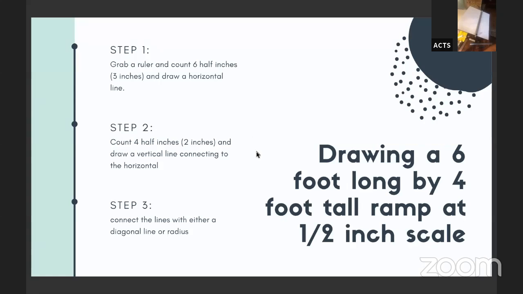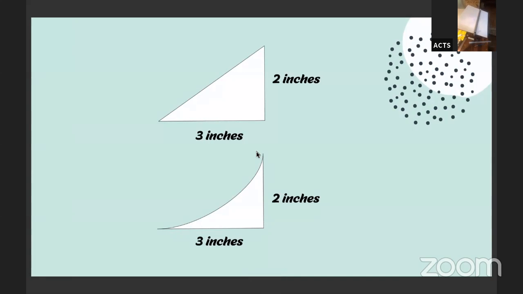I have an example also. So this is what it will look like. The tall vertical section will be 2 inches, and then the bottom section will be 3 inches. If you want to do a radius to make it look more like a ramp, you definitely can. And then from there, if you want to try to make it 3D, definitely that's something you should go for. The more practice, the better.